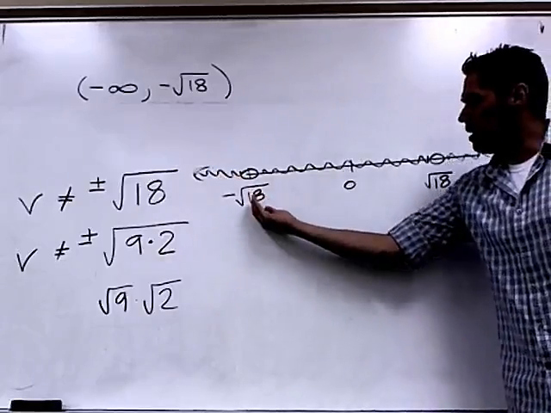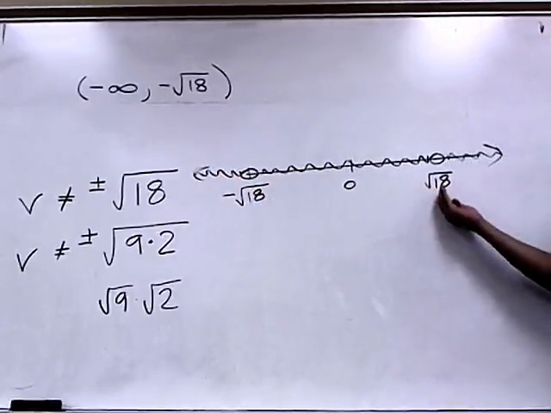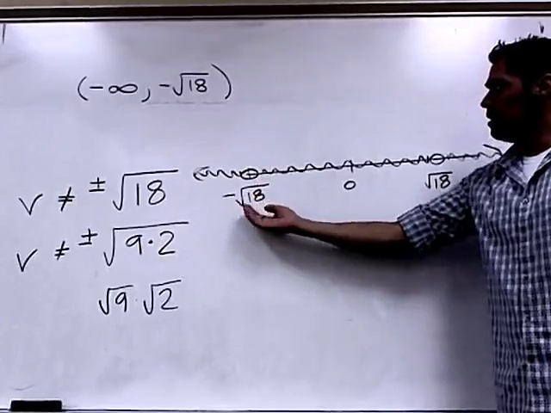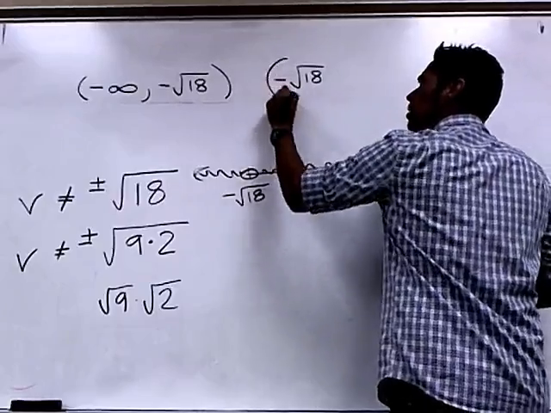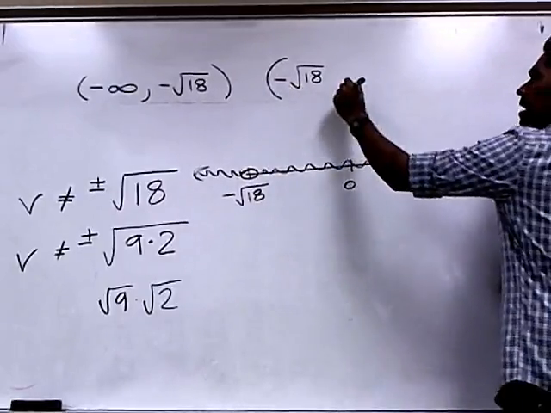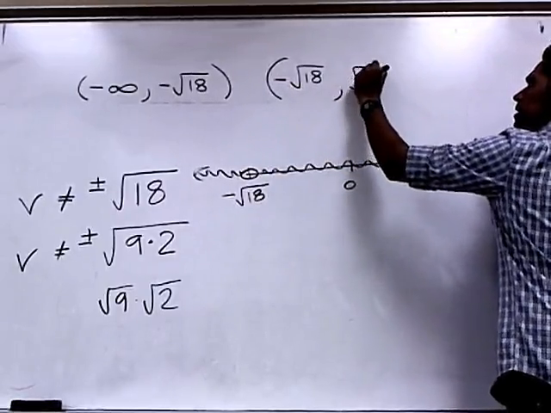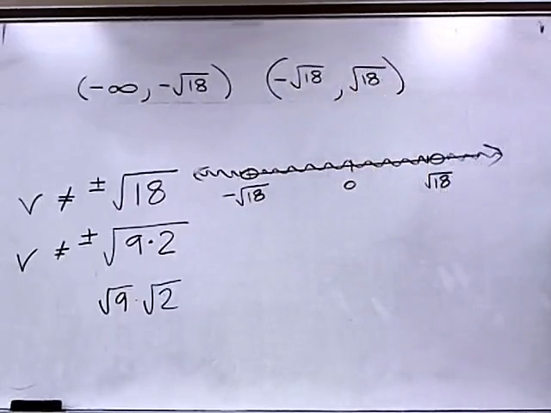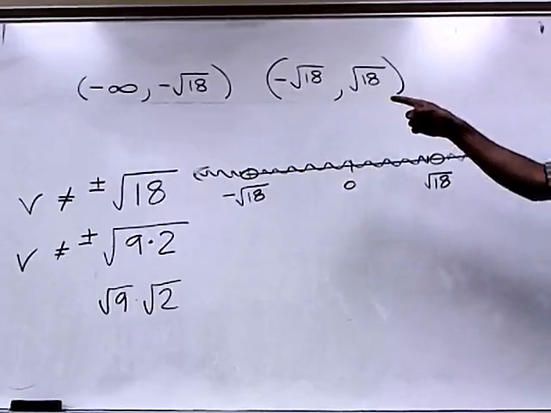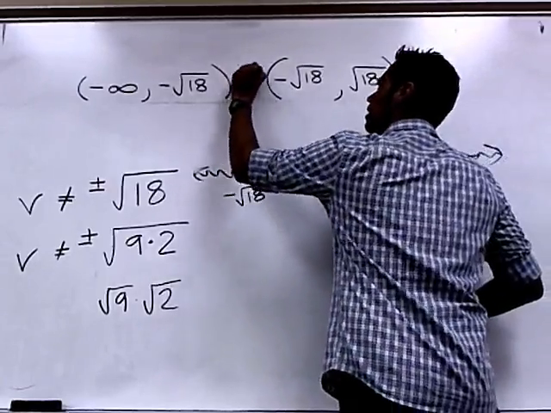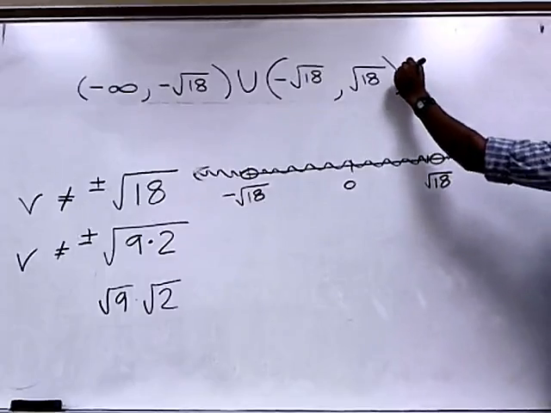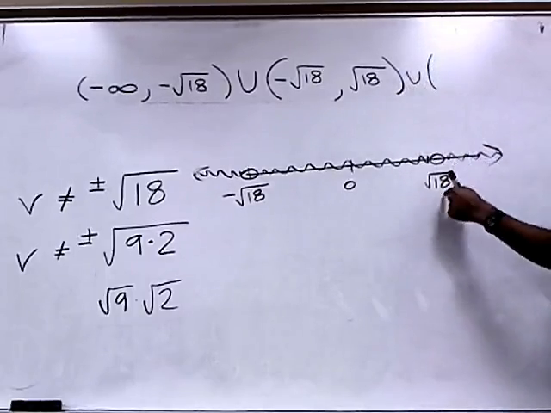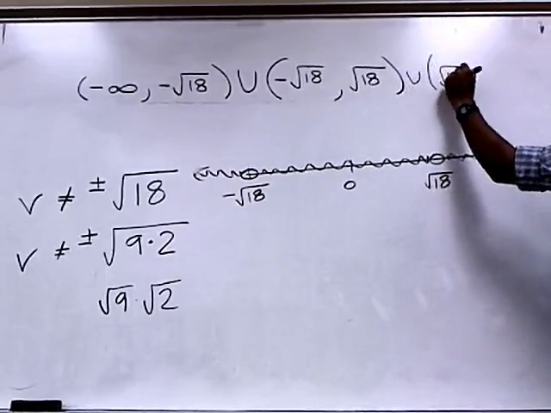Now everything between here and here. So I want to start where? Negative root 18 again, right? I do not want to include it, so I put parentheses. I want to stop at positive root 18. I don't want to include it, so parenthesis again. What do we put in between those? U symbol, right? Union. Then over here I'm going to have another interval, right? The other side of this. So union again, and then I say everything from root 18 on forever.